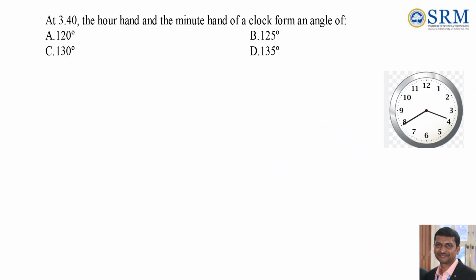Now one more: 3:40, that is 3 hours 40 minutes. We always write the hours first, so 3 plus 40 by 60, which is 3 plus 2 by 3, equal to 11 by 3. So first, the 11 by 3.